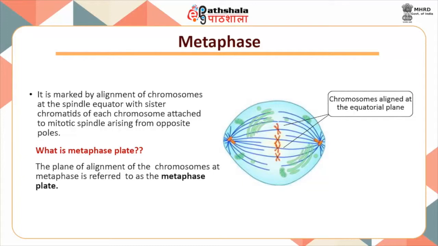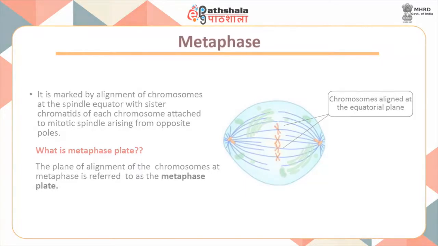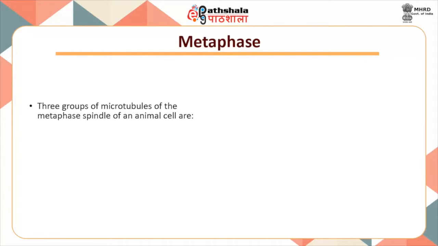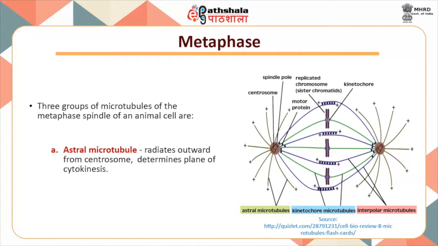The mitotic spindle of the metaphase cell contains a highly organized array of microtubules that is ideally suited for the task of separating the duplicated chromatids positioned at the center of the cell. Functionally and spatially, the microtubules of the metaphase spindle of an animal cell can be divided into three groups. Number one, astral microtubules, which radiate outward from the centrosome into the region outside the body of the spindle. They help to position the spindle apparatus in a cell and may help to determine the plane of cytokinesis.